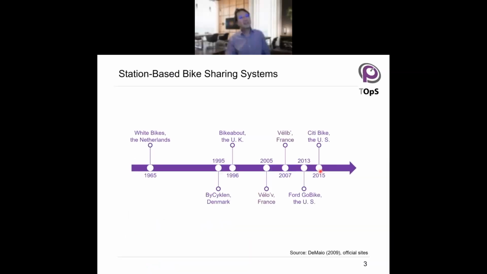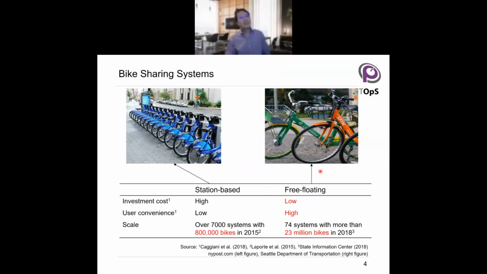I think most of us know bike sharing systems have been becoming more and more popular recently. They actually started very early, in 1965 in Amsterdam, Netherlands, but maybe that was too early, and that initiative turned out to be not so successful. Recently, bike sharing systems, especially station-based ones, emerged and developed very quickly. However, free-floating bike sharing grows even faster. Up to 2015, in the world, there were over 7,000 systems with 800,000 bikes. But ever since the start of the free-floating system, we already have 23 million bikes in 2018.